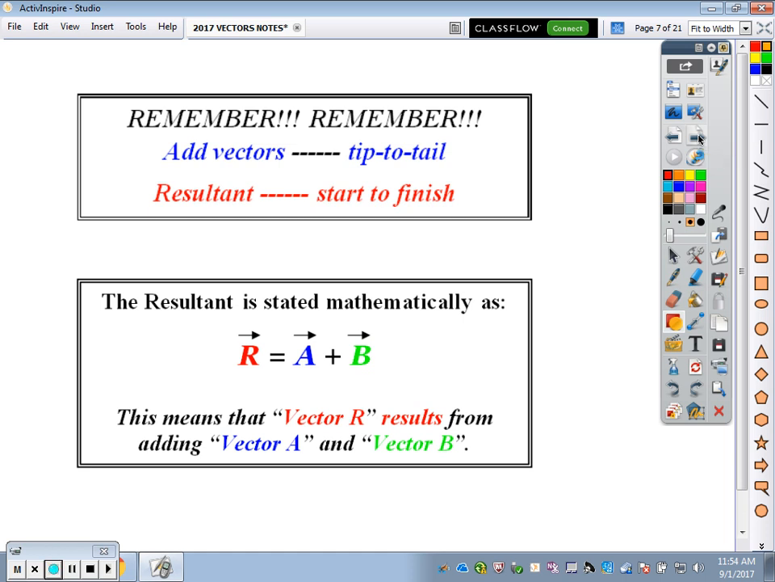How would we state this mathematically? The resultant, vector R, is equal to vector A plus vector B. If we were given 3 sets of directions, then the resultant vector would be equal to vector A plus vector B plus vector C. If we gave Jack 100 directions, we'd have a lot of work to do, but we could still do it. It's all possible.